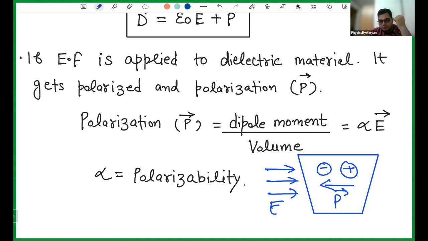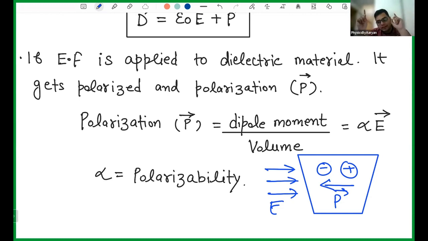As a result, polarization. What is polarization? Dipole moment per unit volume. In the previous case, magnetic dipole moment per unit volume was capital M, the magnetization. Electrical dipole moment divided by volume is capital P. This is polarization. M was chi into H. P is alpha into E. Alpha is the polarizability. Polarizability tells you how easily the material can be polarized. Chi was telling you how easily your material can be magnetized. So same thing, everything is going to be the same.